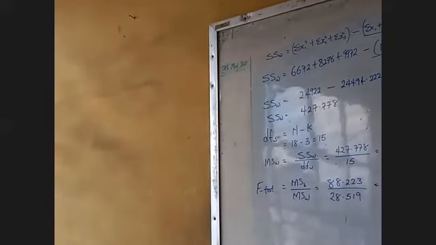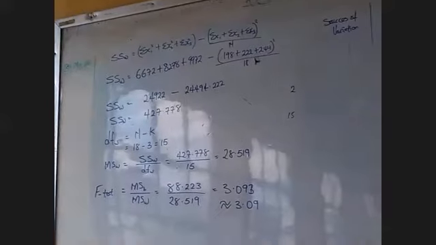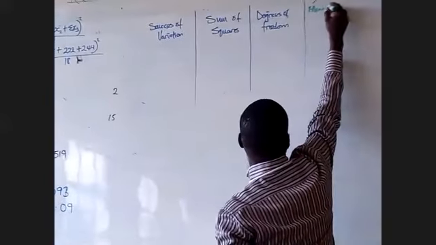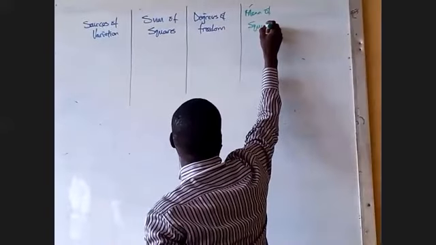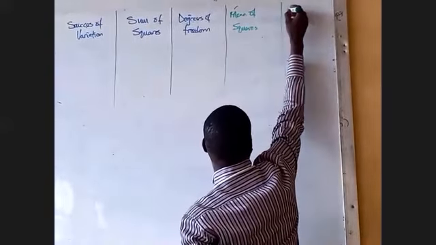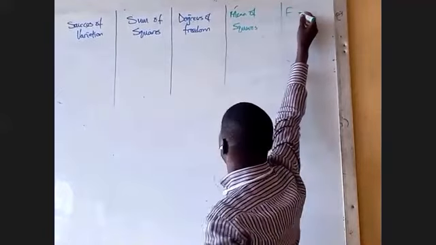Source of variation, sum of squares, degrees of freedom. The next one is going to be mean of squares. And the last one is the F, the calculated F.